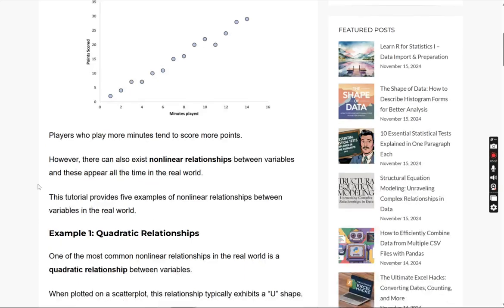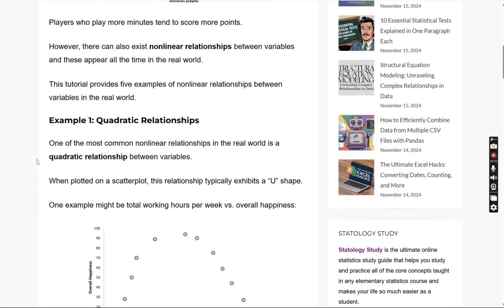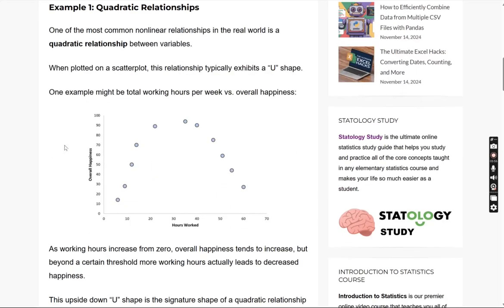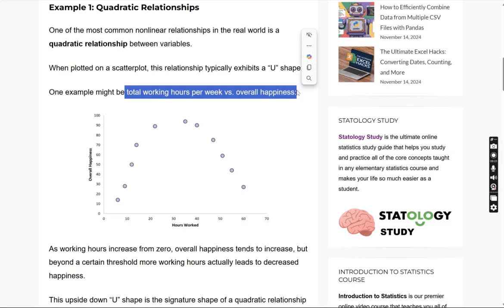Now what is meant by a non-linear relationship? Some examples we will see. One example is total working hours per week versus overall happiness. Your happiness increases on Fridays and decreases on Mondays. Jokes aside, the number of hours per week versus overall happiness is measured.